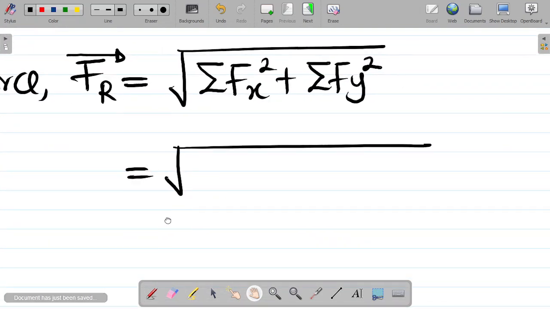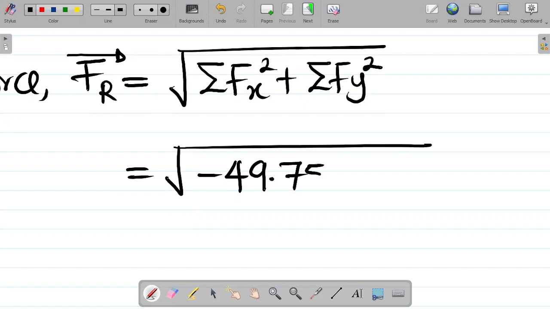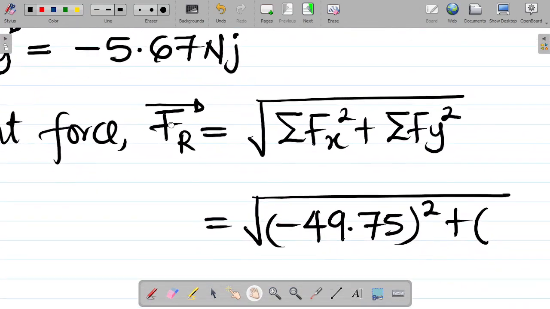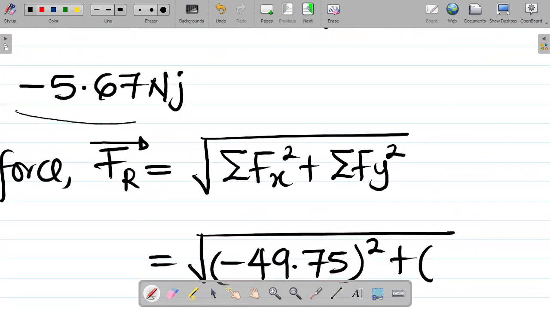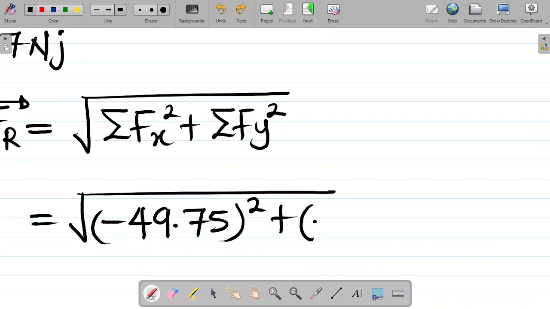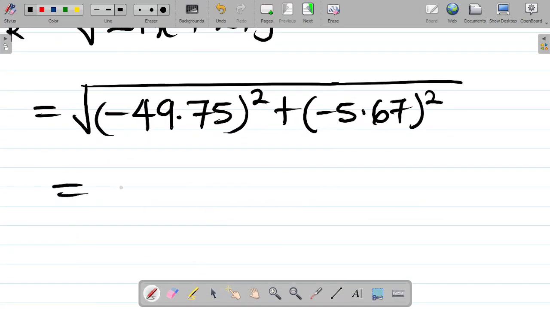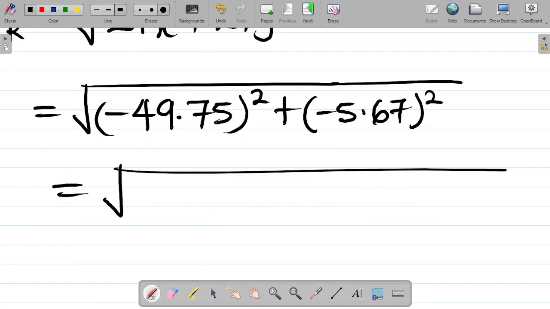All right, that's the first in there. Minus 49.75, that's sigma Fx, all squared plus, let's get sigma Fy. The value, as you can see here, is minus 5.67, this one here, all squared. All right, let's work on this. This is equal to the square root of, let's take this.